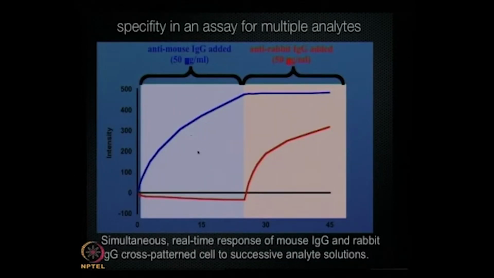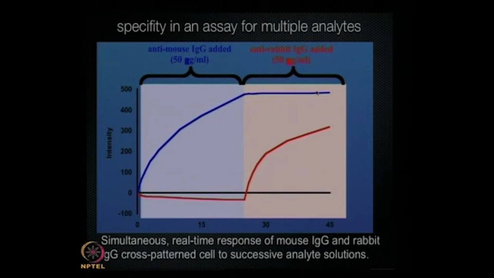So to show specificity, here's our example. Now we have the names for the analytes. This is a mouse IgG on one analyte. The other one is a rabbit IgG. When we introduce anti-mouse IgG, you can see the increase in signal in one of the spots, but not in the other spot, the red versus the blue. And then at this point, we introduce anti-rabbit IgG, in which case the second spot increased, but the first one just remained constant.